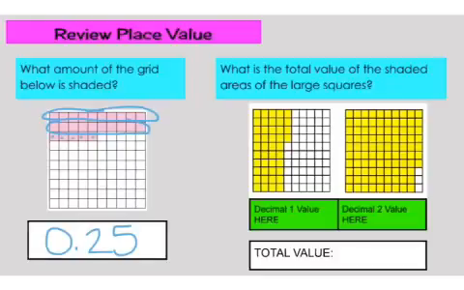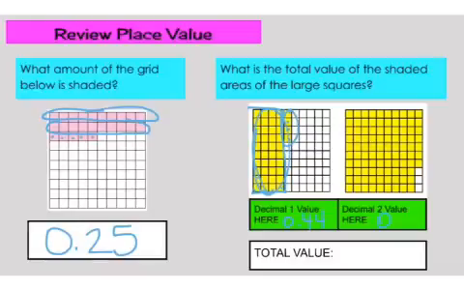What is the total value of the shaded areas of the large squares? Okay, well, the first grid is showing 0 wholes and 1, 2, 3, 4 full tenths. So that's 4 full tenths here. And then I have 1, 2, 3, 4 hundredths. So that would be 44 hundredths, because there would be 10 hundredths in each one of these. So there would be 40 here and then 4 more. So 0 and 44 hundredths.